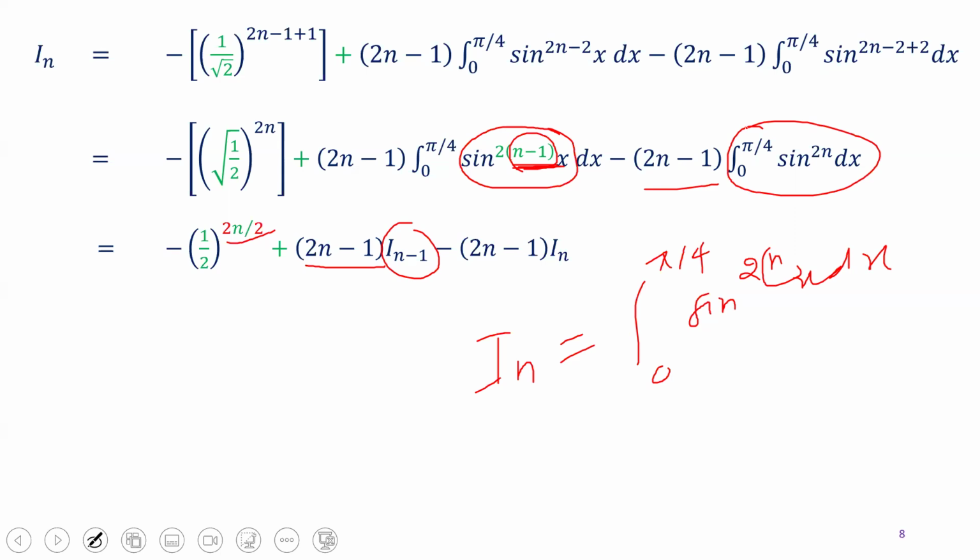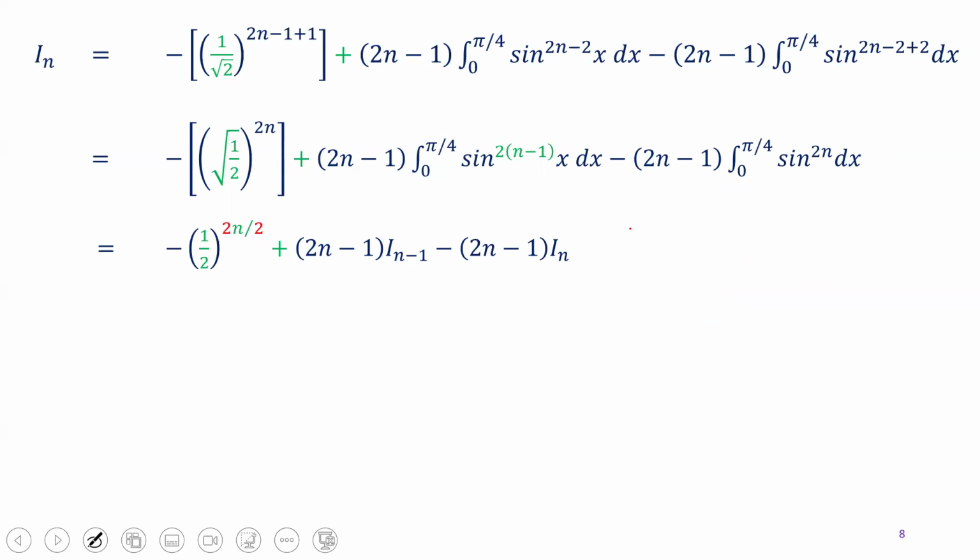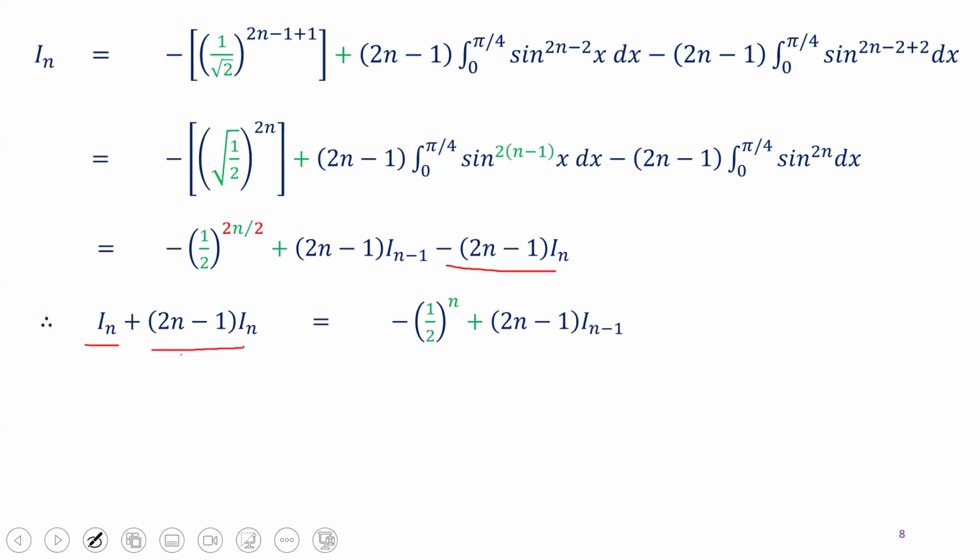Therefore, this will be replaced by minus (2n minus 1) into I_n. This term should be moved to the left-hand side. It will become I_n, and since it is minus, when it comes to the left-hand side it will become plus (2n minus 1) I_n, which is equal to minus (1 upon 2) whole to the power n. This 2 will cancel. (2n minus 1) into I_(n minus 1).